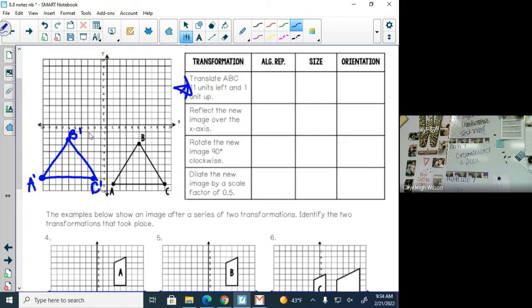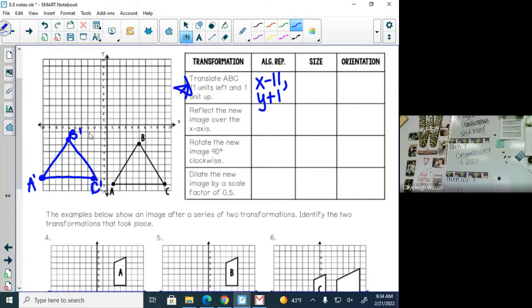All right, so hopefully we're there with our graph. So algebraic representation: when I move it left and right, what value does it affect? X. When I move it up and down, it affects the Y. So 11 units left would be X minus 11, and 1 unit up would be Y plus 1. So that would be my algebraic representation. I moved it left 11, up 1.